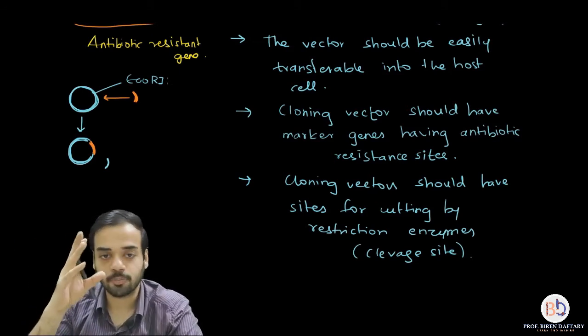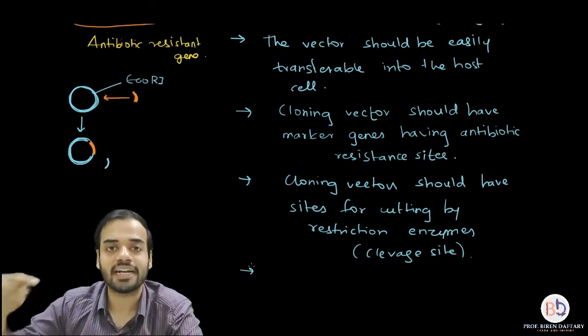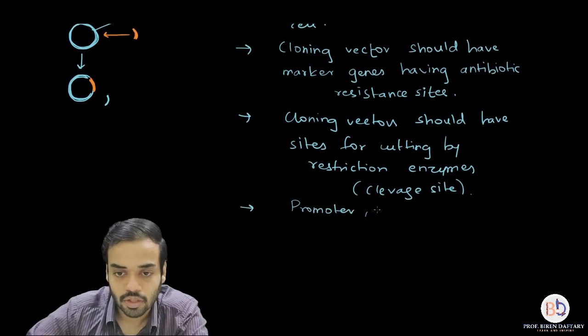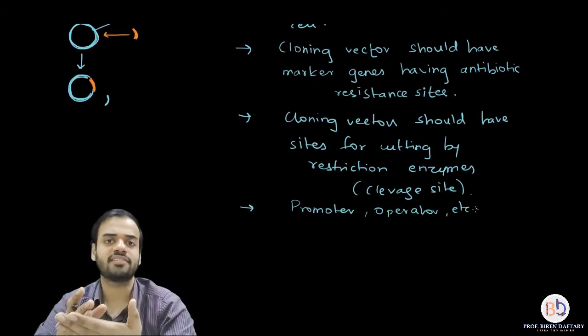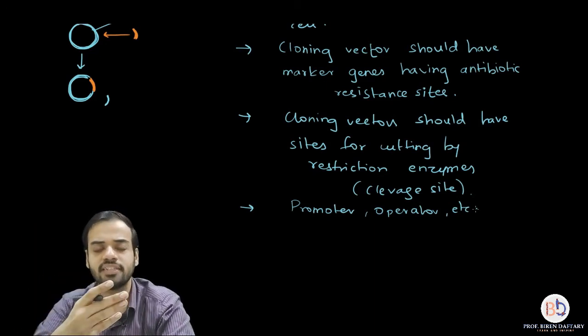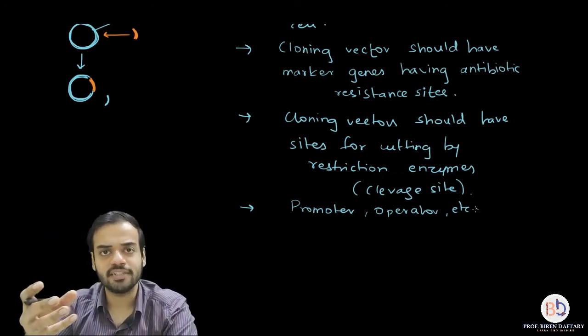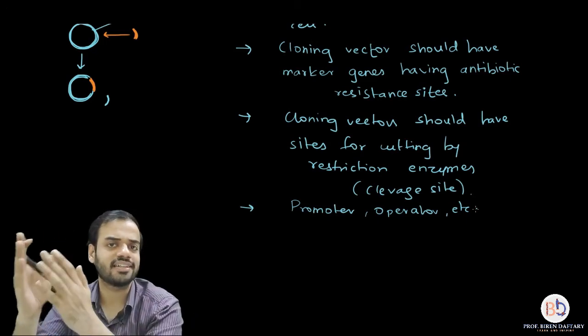Okay, the last point for cloning vectors is that the cloning vectors should have additional areas called the promoter, operator, etc. So I'm sure you remember what is promoter, operator. We had studied about the operon, we had studied about the lac operon, right? There is the regulatory gene, there is the promoter, a place where the RNA polymerase binds, then there is the operator where the repressor protein binds, then there are the structural genes LAC-Z, LAC-Y, LAC-A.